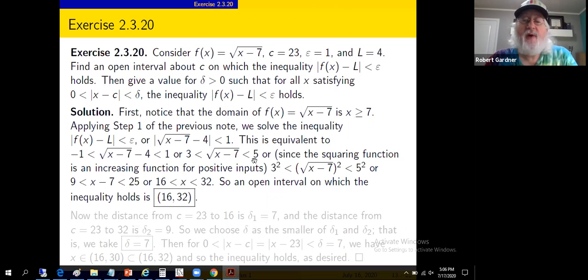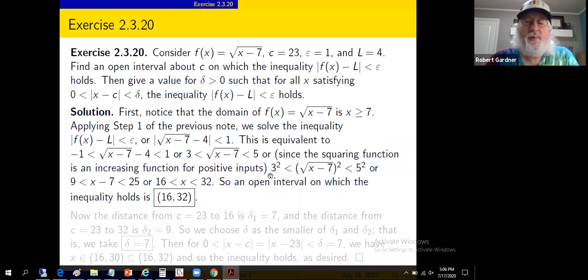3 is positive, 5 is positive, and this thing, it's a square root, it's positive, and it's between that 3 and 5. So we can square each of these 3 pieces, and the inequality is preserved. That is, 3 squared is less than the square root of x minus 7 quantity squared is less than 5 squared. Why did we do the squaring? To get rid of the square root, because we're trying to solve for x.